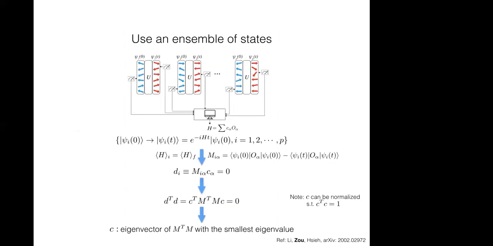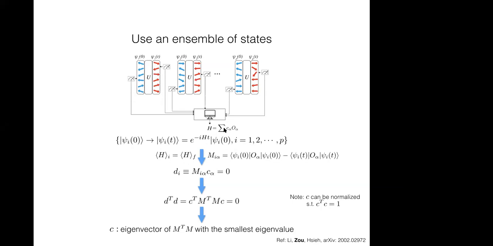So recall the two technical difficulties. One comes from that we have to do non-local measurements, and the other comes from we have to solve nonlinear equations. We can get around these difficulties by, instead of using one initial state, we use an ensemble of initial states. For example, we have states psi 1, psi 2, until psi p. Now we evolve these states and obtain the final states. Then we use the condition that the expectation value of the Hamiltonian doesn't change to obtain a set of equations.